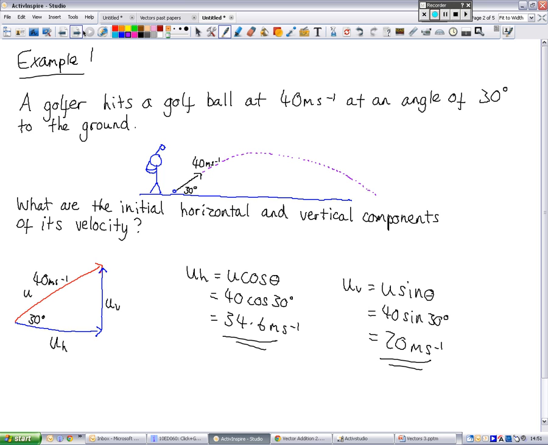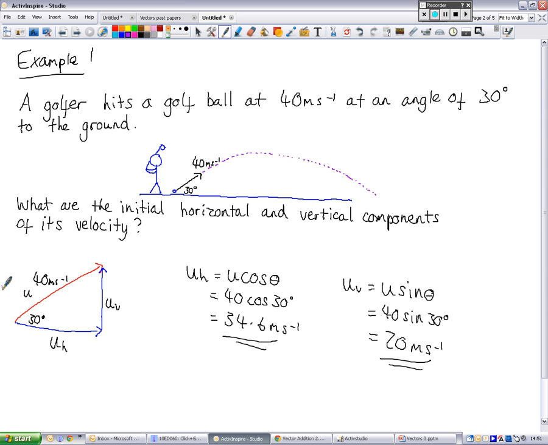So we then went on to do an example. We used velocity to start off with. We had a golfer who hits a ball at 40 meters per second at an angle of 30 degrees. We figured out that this is the path that it would follow. It would follow that kind of parabolic path, which all projectiles do, but we'll look at that later. What are the initial horizontal and vertical components of its velocity?